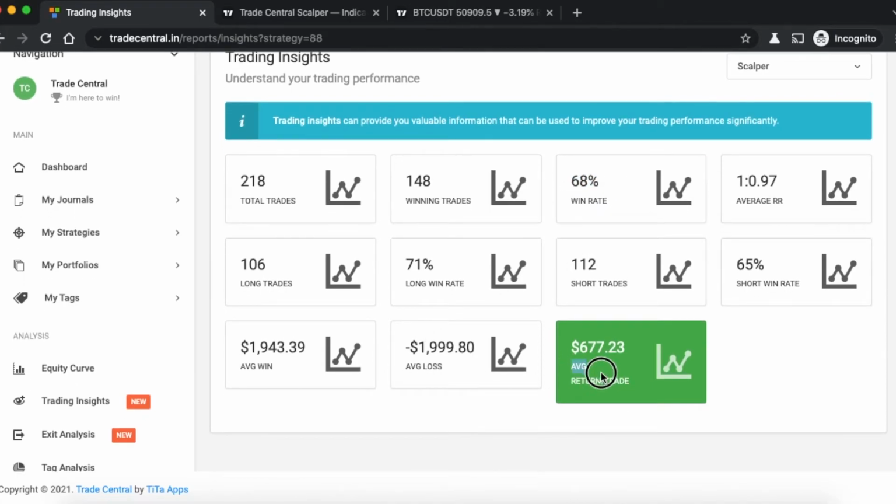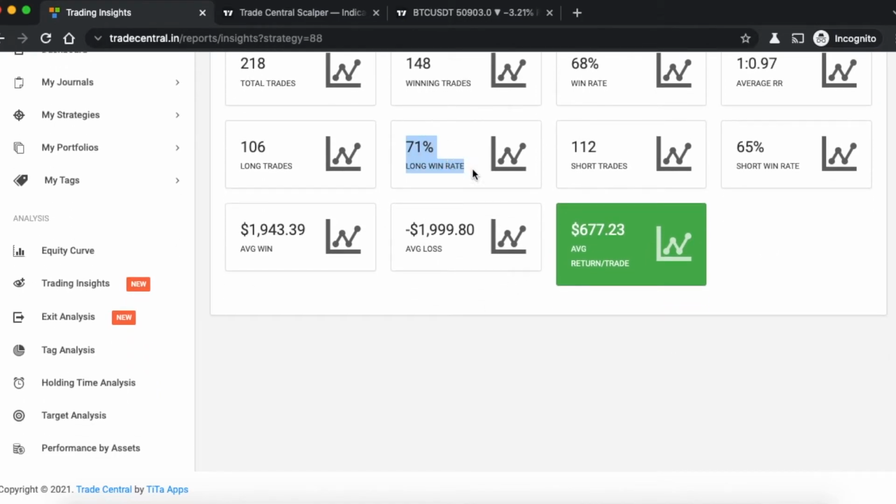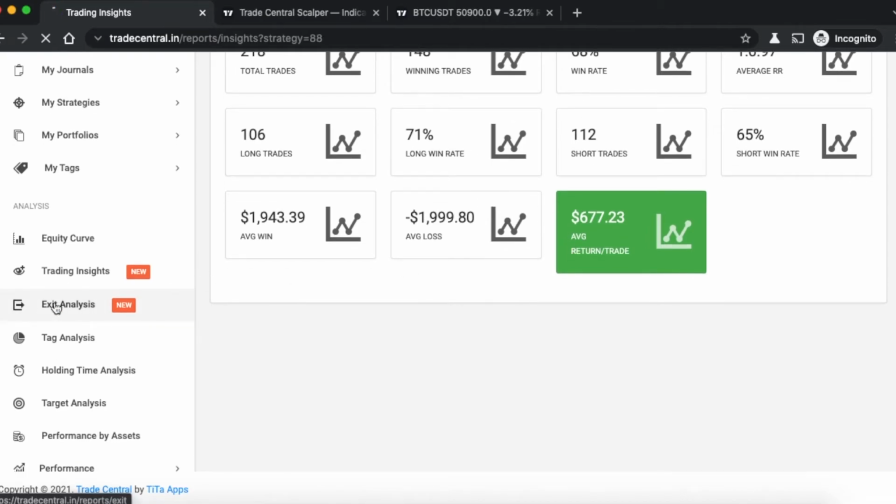So as you can see, on average, we made almost $677 per trade for this strategy. And 71% of the trades were winning trades on the long side, and on the short side 65% of the trades were winning, but this would eventually become about the same.